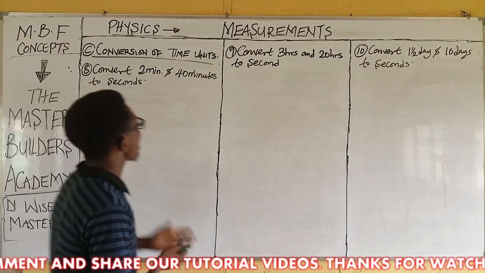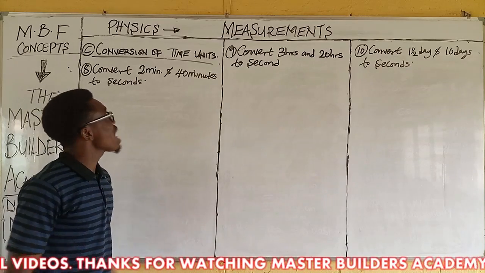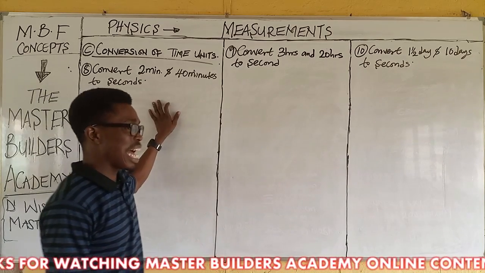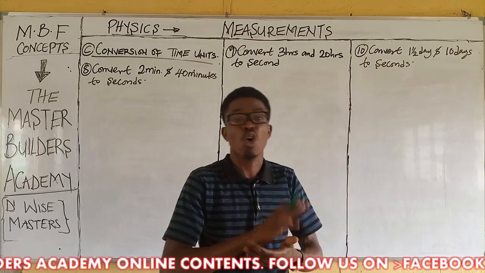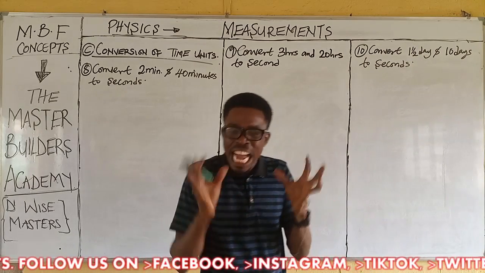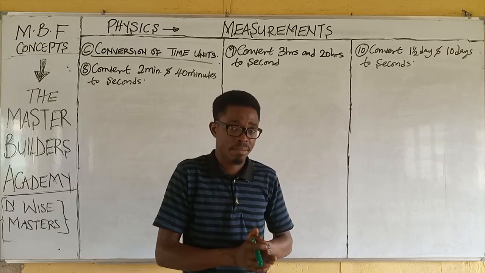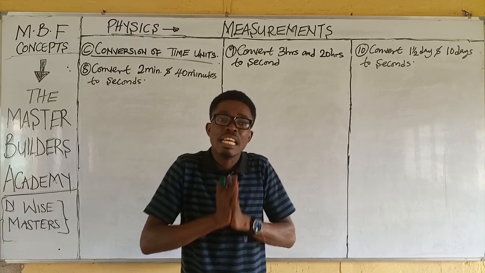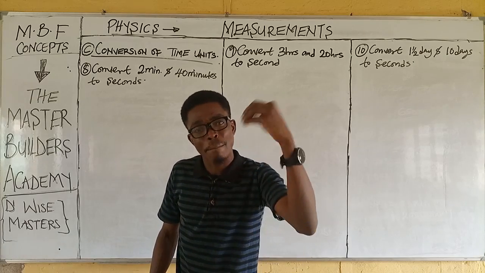Now on the board, the first aspect we have happens to be question number 8, because this is the continuation class. We are asked to convert 2 minutes and 20 minutes to seconds. Like I said, there is a call for conversion in physics anytime the time or duration of an event is given in minutes. So there is a need for us to convert to seconds. Now, how do we convert from minutes to seconds?